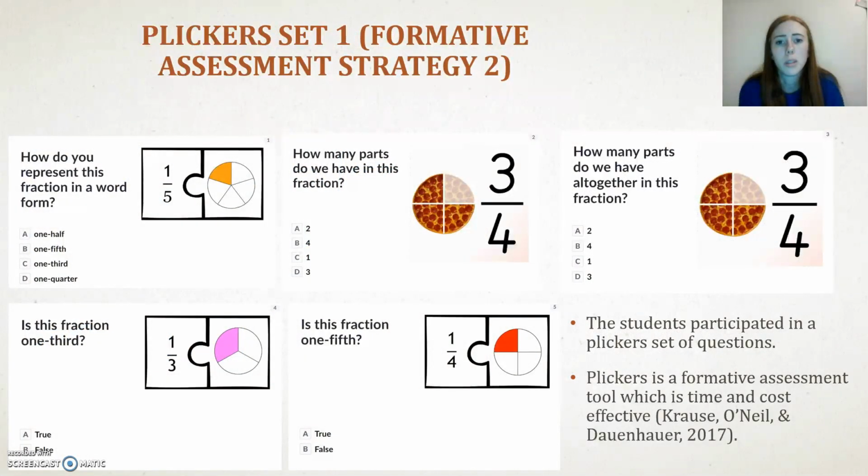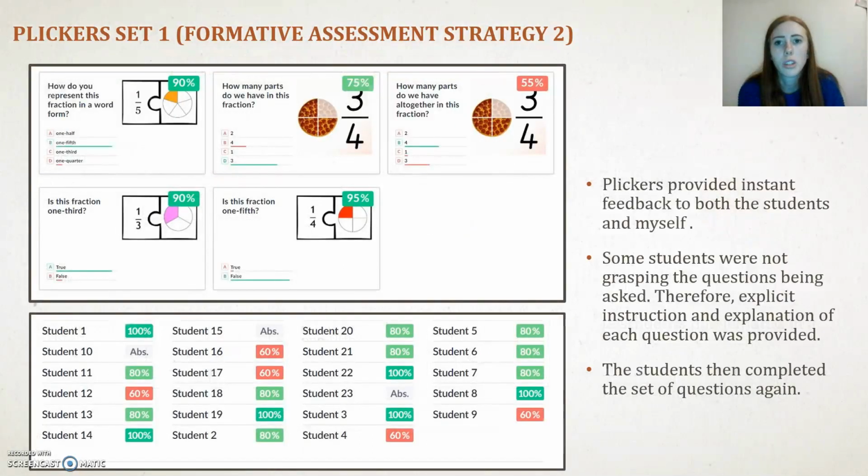My formative assessment strategy 2 was a Plickers set of questions. The students participated in these questions 1 to 5, as you can see on the screen. Plickers is a formative assessment tool which is time and cost effective. Here are the results of the students' answers. Plickers provided instant feedback to both the students and myself.